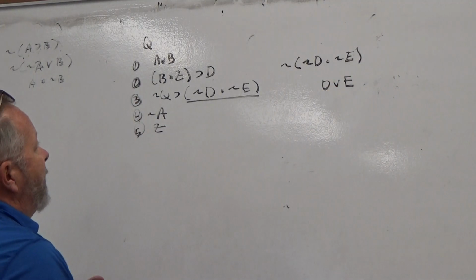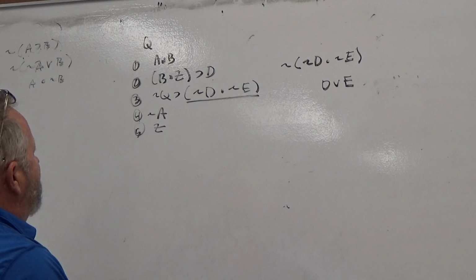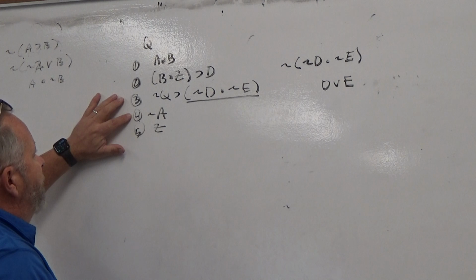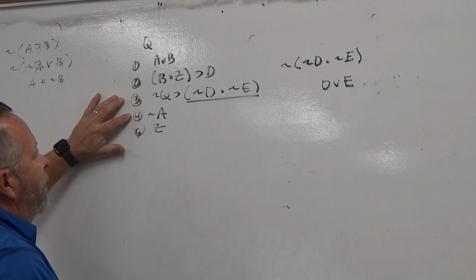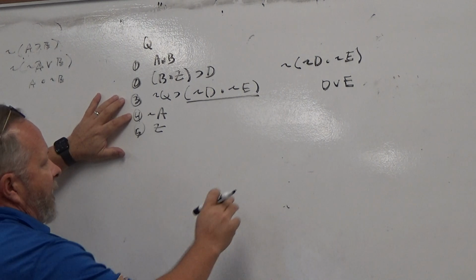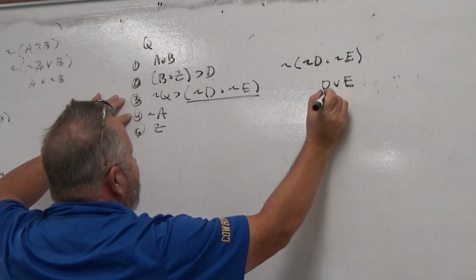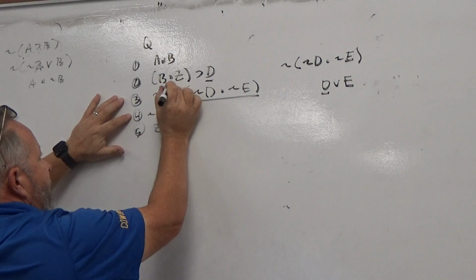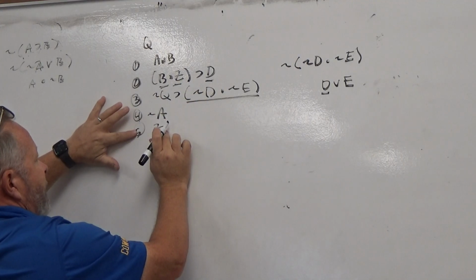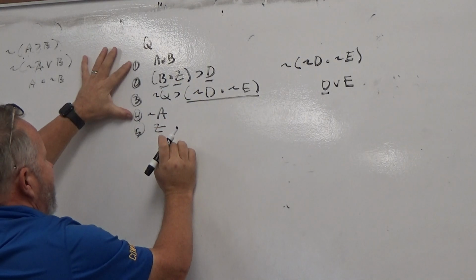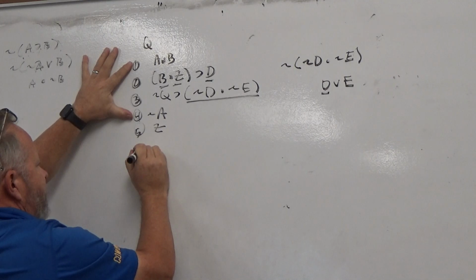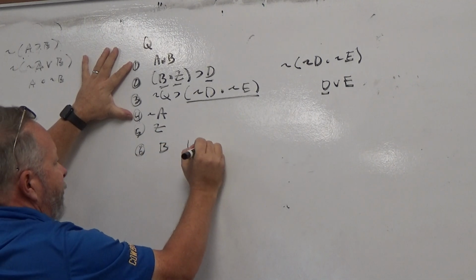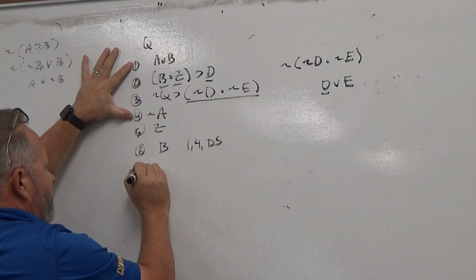Okay. So I can get D or E if I can get the D, which is right here, provided I have a B and a Z. There's a Z right there. Can I get a B? I can. Look at 1 and 4. So that's where I'll start. B, 1, 4, disjunctive syllogism.